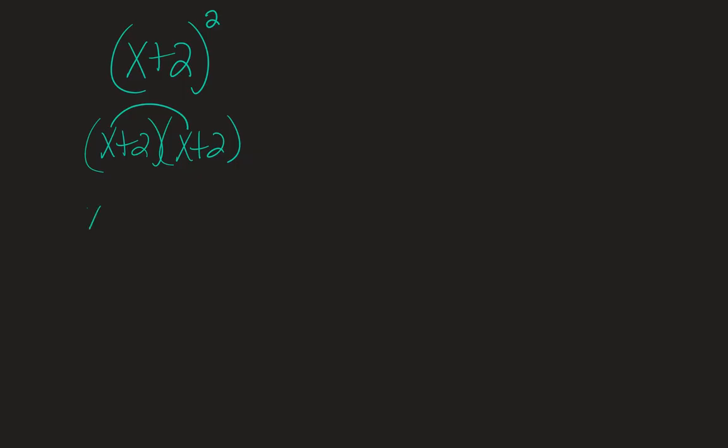Okay, let's say we have x plus 2, and we're going to square it. What that means is x plus 2 times x plus 2. Now, to solve this, you distribute. X times x is x squared. X times 2 is 2x. And now you do 2 times x, so that's 2x. And 2 times 2 is 4. And now you combine your like terms. So this is x squared plus 4x plus 4.